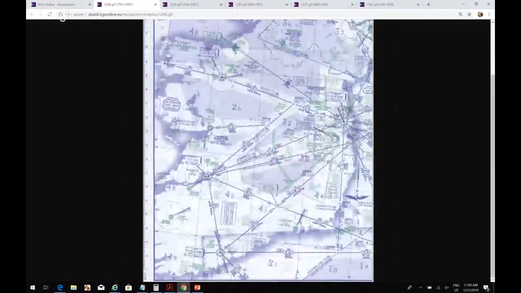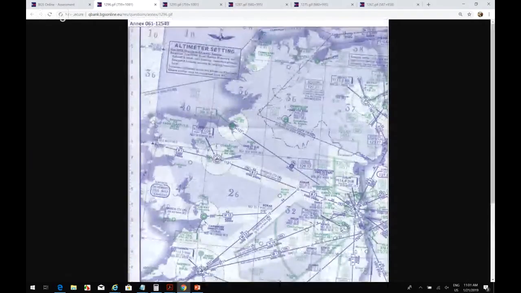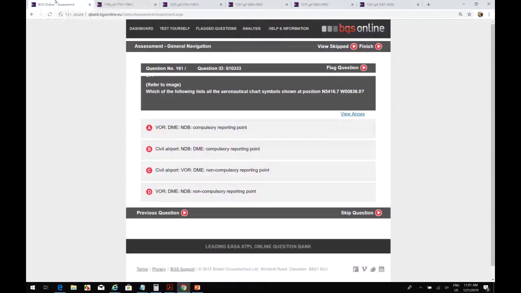All right. So 54 and 836. 5416.3, 836. That's around here. What are we being asked? All the symbols shown at there. What are they?